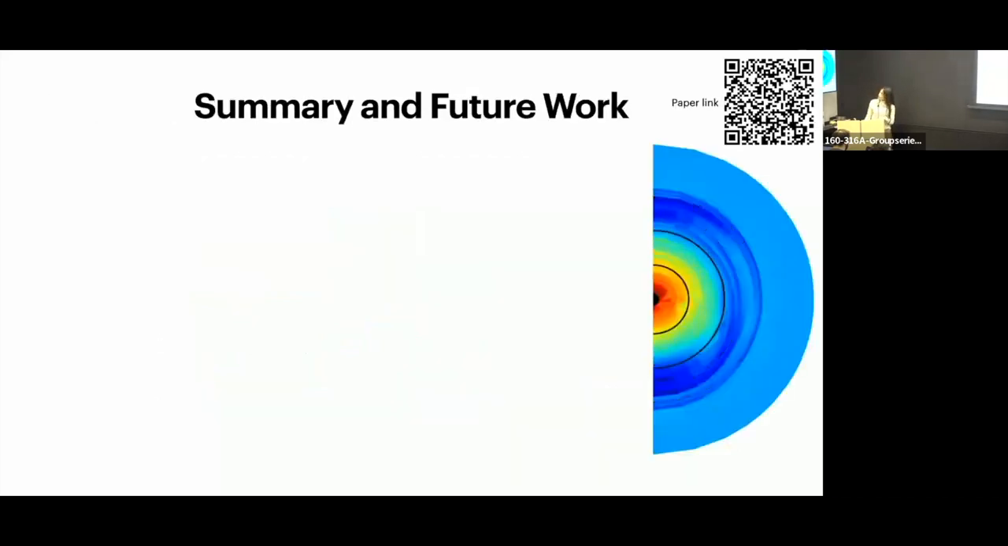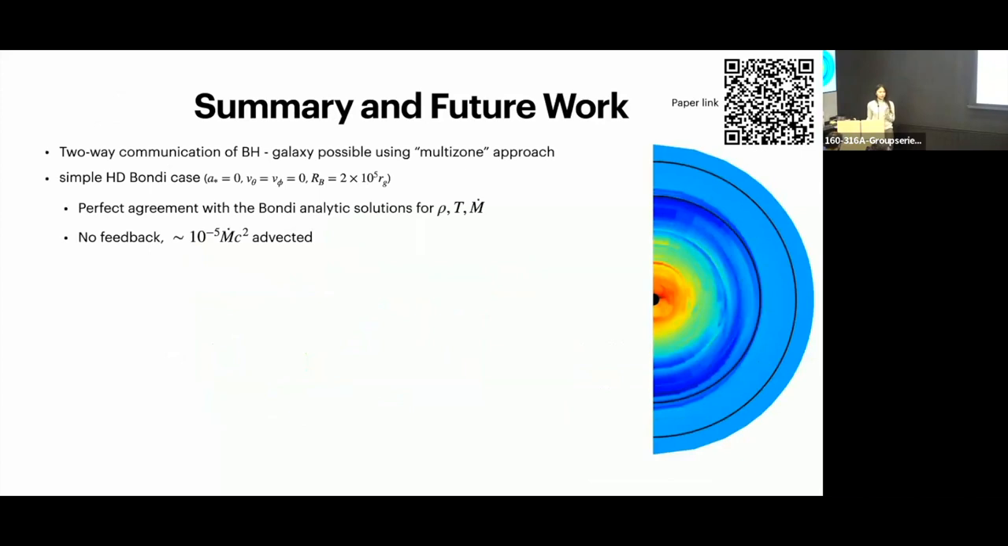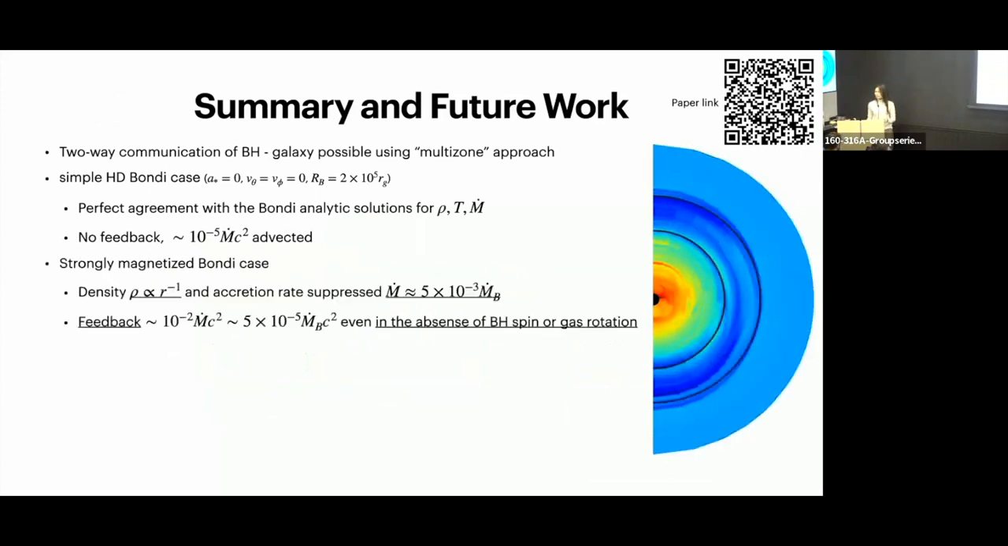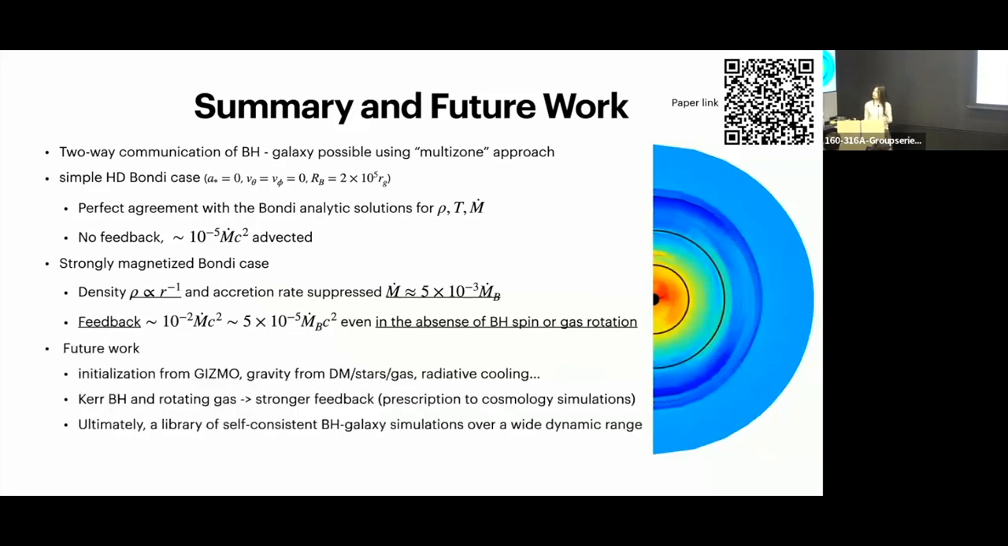So I'll end with the summary. We have been able to study accretion and feedback using our multi-zone method. In the hydro case, the Bondi case, there is perfect agreement with the analytic solution, and no feedback. When we add B fields, the density changes slope to r to the -1, and the accretion rate is suppressed from the Bondi accretion rate. There is feedback even in the absence of black hole spin or gas rotation.